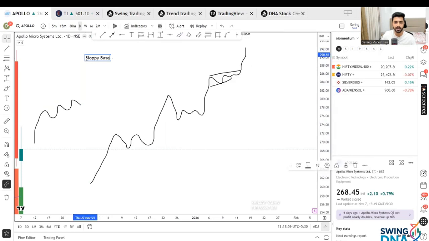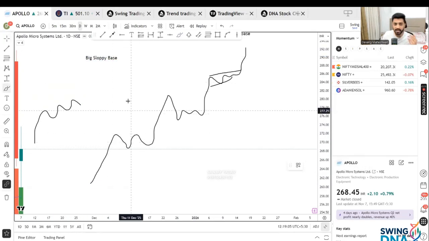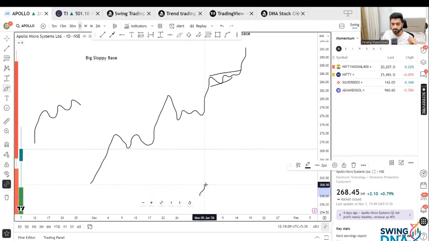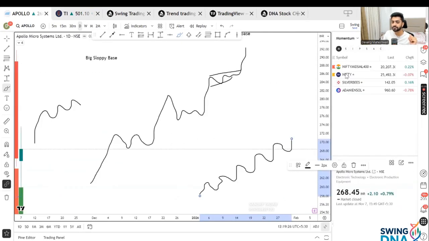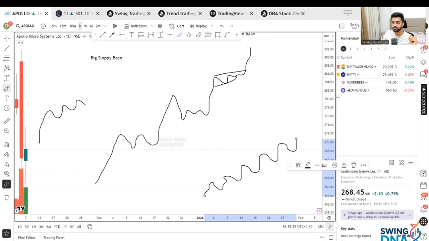Apart from that, there can be big sloppy bases also, in which the entire chart is moving like that, like this. Stock moves up a bit and then it goes down. It gives a break, moves up a bit, goes down, moves up here, goes down, moves up here, goes down. It moves in this fashion.